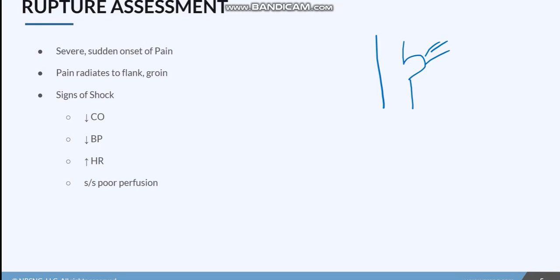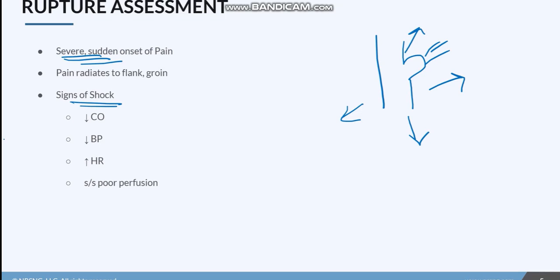So signs of rupture would be sudden, severe onset of pain. Again, that pain might radiate to the abdomen, it might radiate to the back, possibly even the flank or the groin. And again, if it's higher, maybe to the shoulder. And of course, because blood flow is compromised, you're going to see signs of shock.